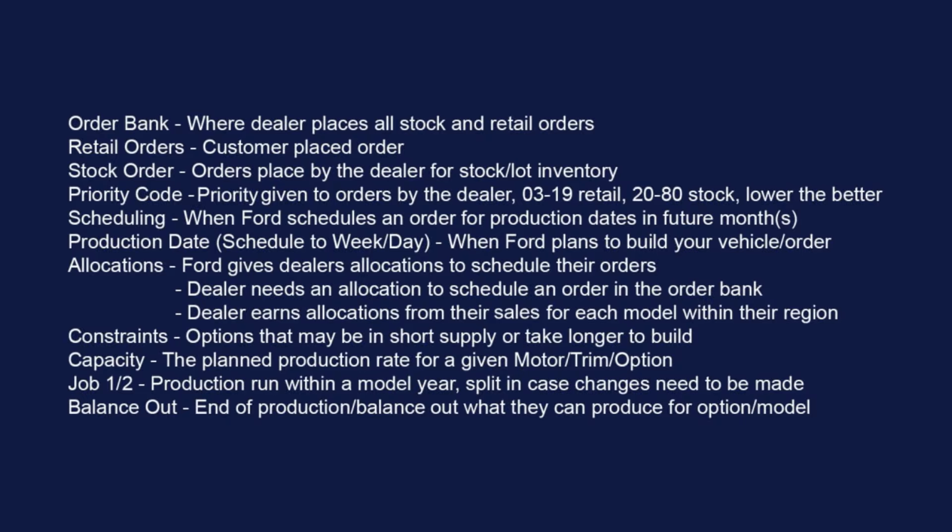The priority code is a priority given to orders by the dealers. So 03 through 19 is a retail order type, and 20 to 80 is a stock order type. Now, the lower the better, which is why retail orders are always looked at first, and an 03 will be looked at before a 19. 19 is a default for retails, and 20 is a default for stock. Scheduling is when Ford schedules an order for production dates in future months. So that's kind of what we're talking about in this video.